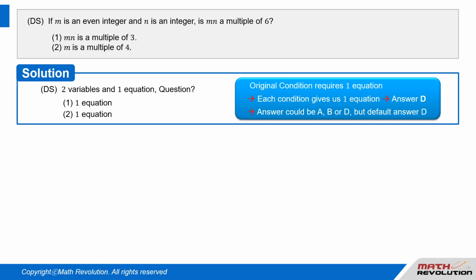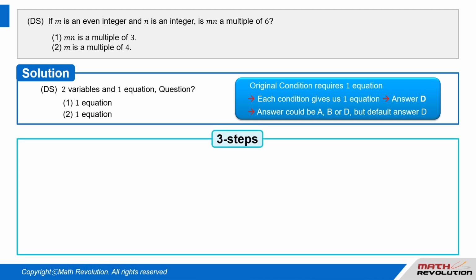You should stick to the basics if complicated questions appear in the exam. The most likely answer is D because there are 2 variables and 1 equation. The answer could be A, B, or D, but the default answer is D. Let's apply the 3 steps suggested previously.